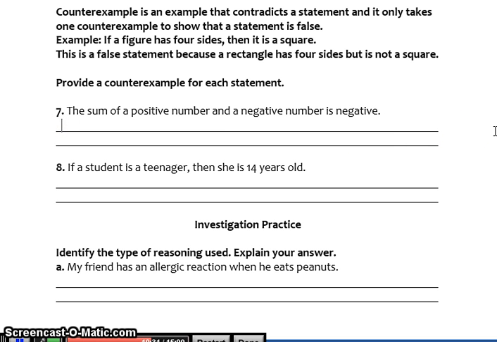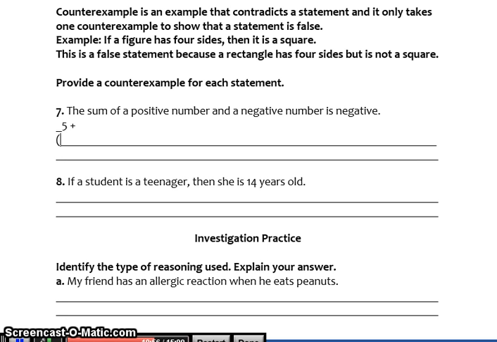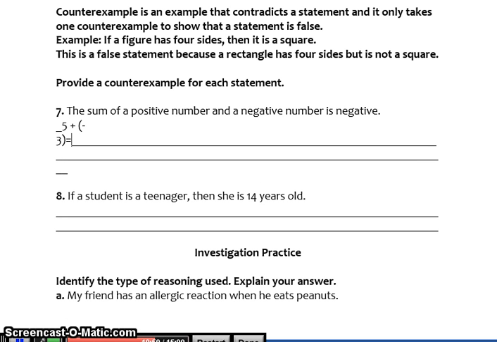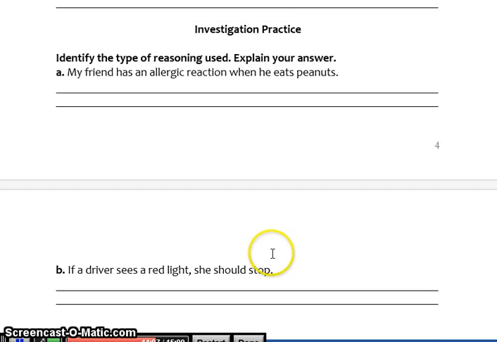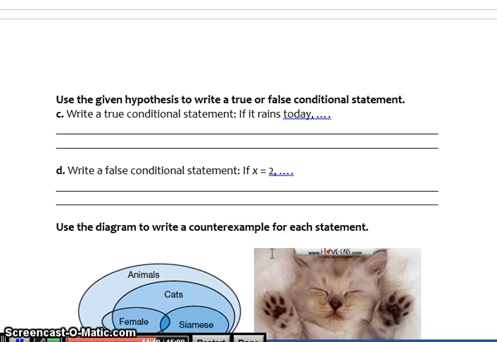So number 7, we want to provide a counterexample for this statement. The sum of a positive number and a negative number is negative. Now we know that's not true because if you add a positive number that has a large absolute value and a negative number that has a smaller absolute value, you're going to get a positive number. So this is false, and our counterexample could be something like positive 5 plus negative 3 equals a positive 2. Now that proves that that statement is false. Alright, so number 8, and then the investigation practice on the rest of your paper is all yours.